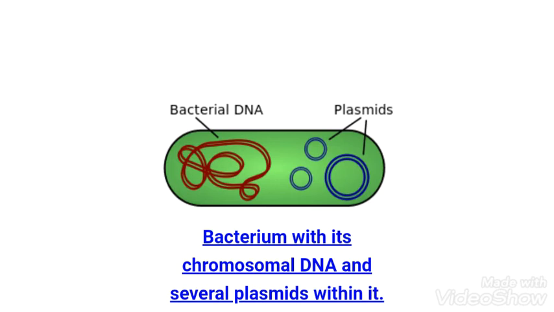So vector means a vehicle. It acts as a vehicle. Here in this diagram, this is the bacterial cell. Along with the bacterial DNA, there is a ring-like structure, a plasmid, also present. This plasmid is a ring-like structure, and a number of plasmids are present in the bacteria.